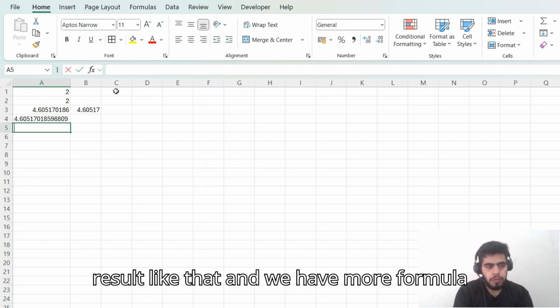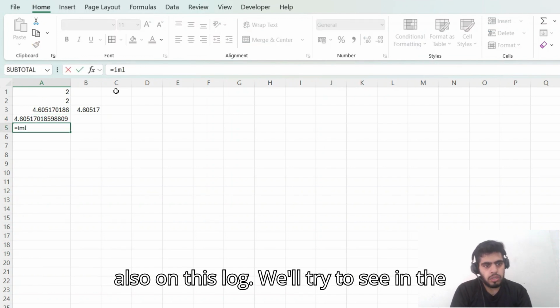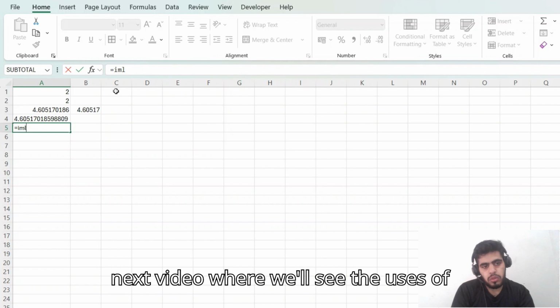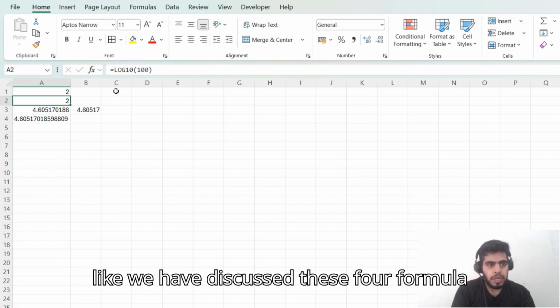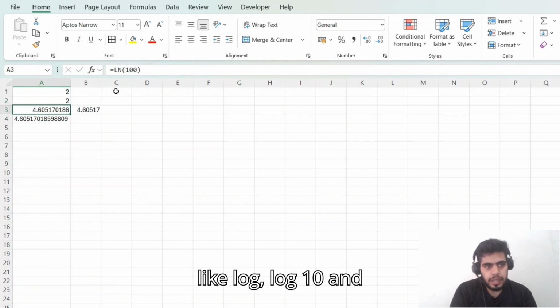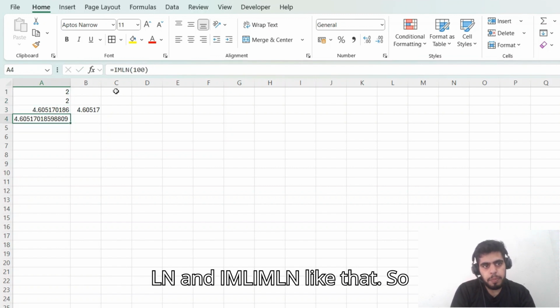And we have more formulas on log. We'll try to see them in the next video, where we'll see the uses of complex numbers also. But till then, we have discussed these four formulas: LOG, LOG10, LN, and IMLN.